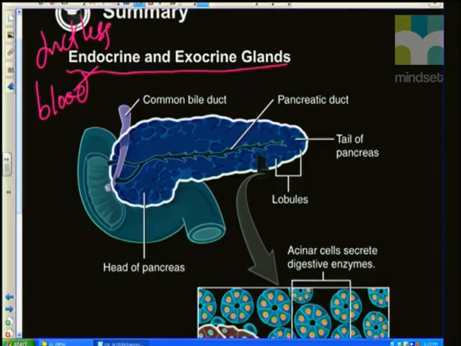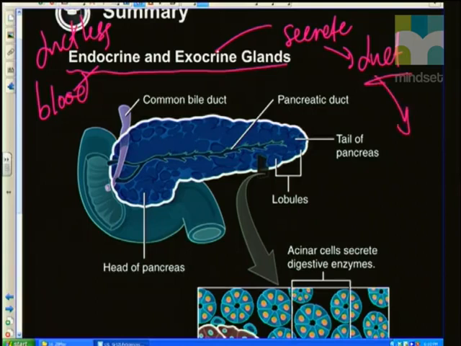The exocrine secretes straight into the duct. This one was ductless. So this one, straight with the duct. In the duct. Good. So this one here will secrete into the duct, and the duct will take it where it needs to go.